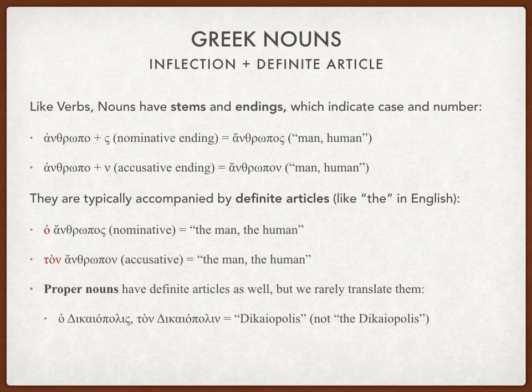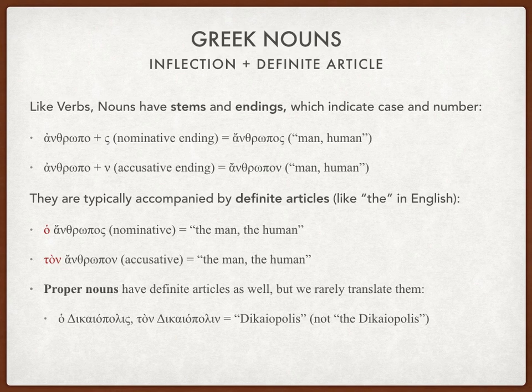Oftentimes, you have the benefit of definite articles. Definite article is basically a fancy term for words like the in English. We have versions of this in ancient Greek. For those of you who've taken Latin before, this is going to be quite different. You don't find the definite article very often in Latin, but they're very common in Greek like they are in English. So for the purposes of this chapter, you'll see a couple in the passages that you're going to be reading.